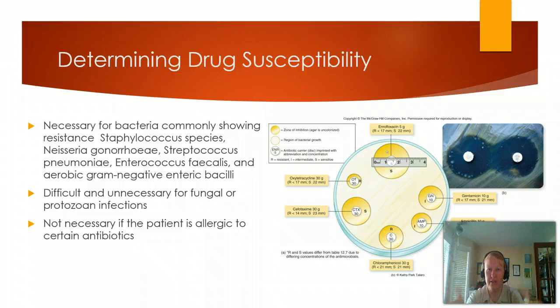It just depends, especially if you're talking about a run-of-the-mill infection. A Kirby-Bauer might be the easier answer. But if you're hunting down an infection that none of the antibiotics you've tried so far have worked on, that might be the way to go. So that's the balancing act of determining drug susceptibility.